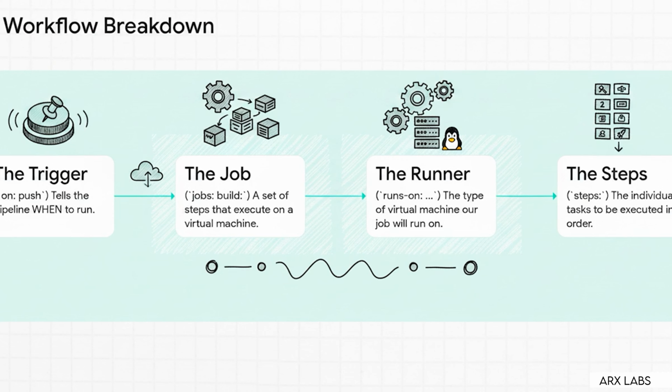First, you've got the trigger, on push. Super simple. It just tells GitHub, hey, anytime someone pushes code, run this. Okay, what do we run? We run jobs. Think of a job as a container for a bunch of steps. We've called our job build. Now, every job needs a computer to run on, right? That's the runner. Here we're saying runs-on ubuntu-latest, which means GitHub will spin up a fresh virtual machine with the latest version of Ubuntu for us. And finally, what do we actually do on that machine? That's what steps are for. They're the individual tasks that we're going to execute, one after the other.